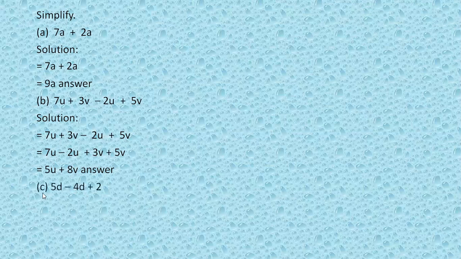Now the next question is 5d minus 4d plus 2. We'll write solution first and copy the question. In this question, I have the constant 2, right? 5d minus 4d plus 2. In this expression, this 2 is a constant. We don't have any variable with this 2. So, first of all, we subtract this 4d from 5d. The answer will be d only, and plus 2. We cannot simplify this expression further because one is a variable and one is a constant. So, this d plus 2 will be the answer.